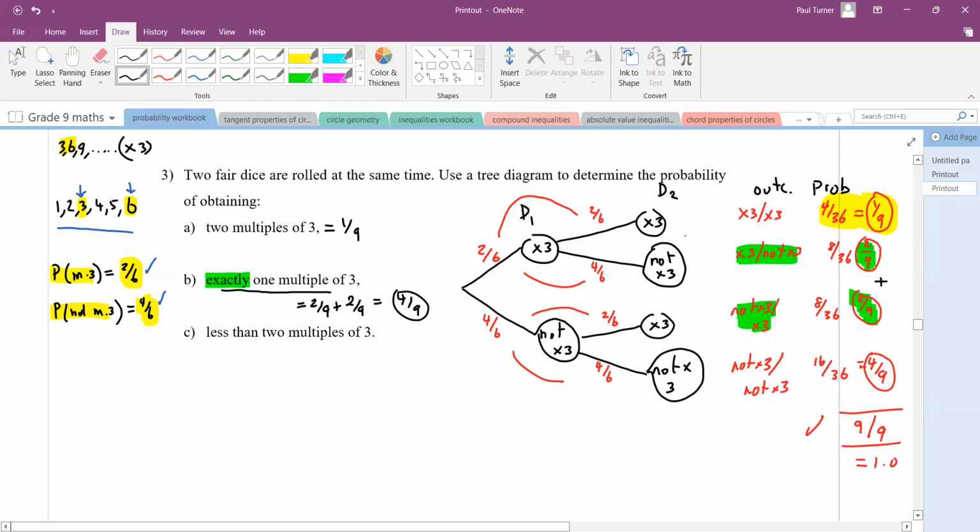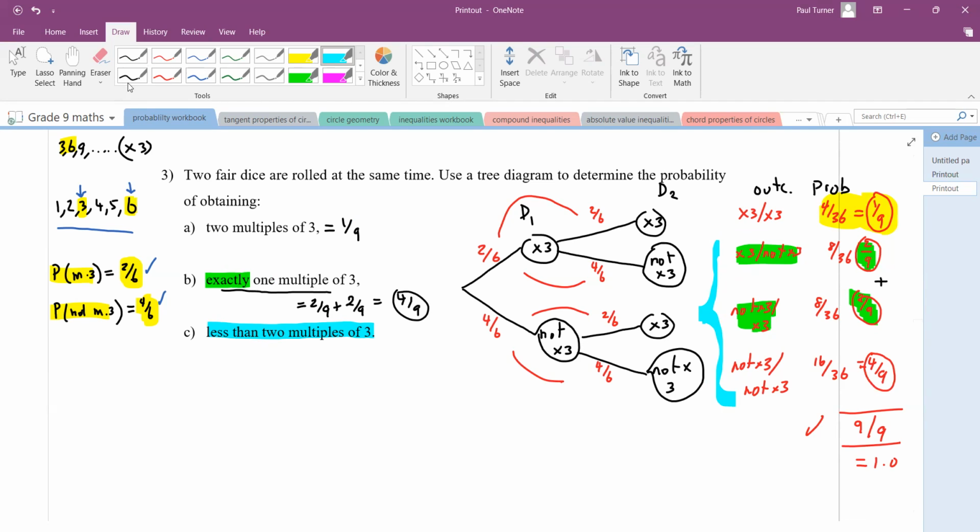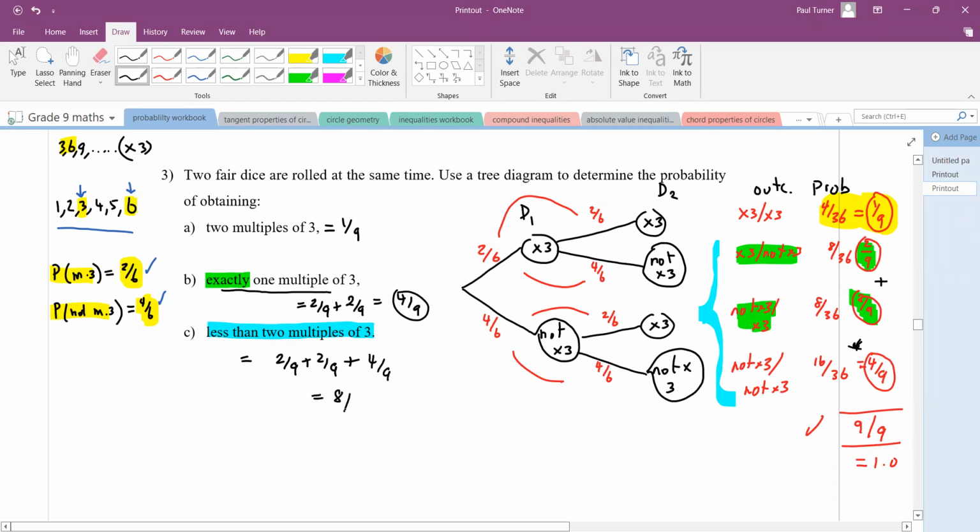Less than 2 multiples of 3. So less than 2 multiples of 3 would be these ones here. The multiples of 3 are here. You have 2 of them, but we want less than 2. So it's going to include these 3 probabilities here. So again, you'll have 2 on 9 plus 2 on 9 plus the last one down here, which is 4 on 9. And that will give you 8 on 9 as your final answer.